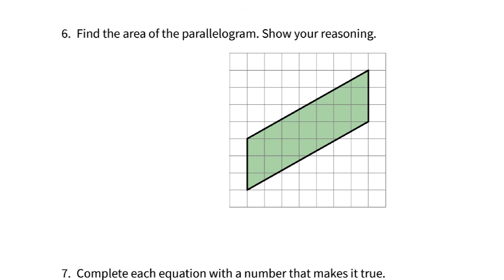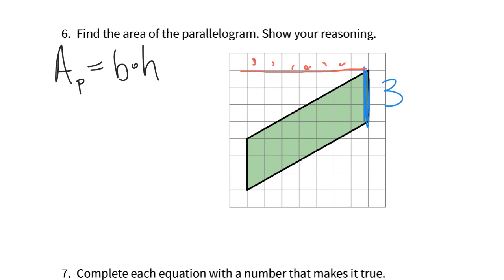Show your reasoning. So remember, the area is the number of squares inside that figure. We remember that there is a formula for the area of a parallelogram, that the area of a parallelogram is base times height. And in this case, the base is going to be right here. It's 3. The height in this case is going to be 1, 2, 3, 4, 5, 6, 7. The height is 7, and so 3 times 7 gives us 21 square units.